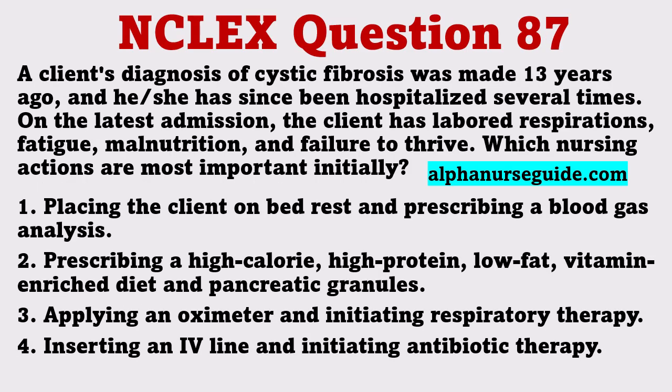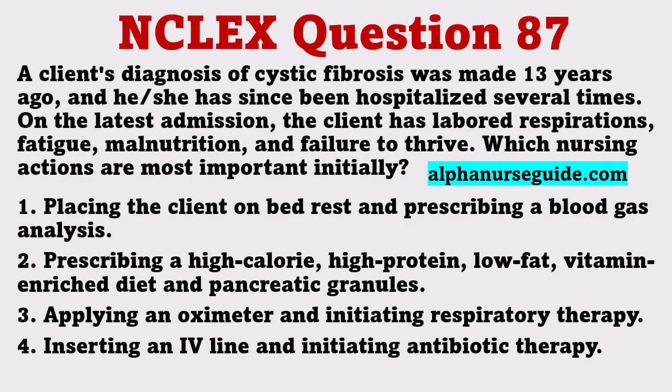A client's diagnosis of cystic fibrosis was made 13 years ago, and she has since been hospitalized several times. On the latest admission, the client has labored respirations, fatigue, malnutrition, and failure to thrive. Which nursing actions are most important initially? 1. Placing the client on bed rest and prescribing a blood gas analysis. 2. Prescribing a high-calorie, high-protein, low-fat, vitamin-enriched diet and pancreatic granules. 3. Applying an oximeter and initiating respiratory therapy. 4. Inserting an IV line and initiating antibiotic therapy.